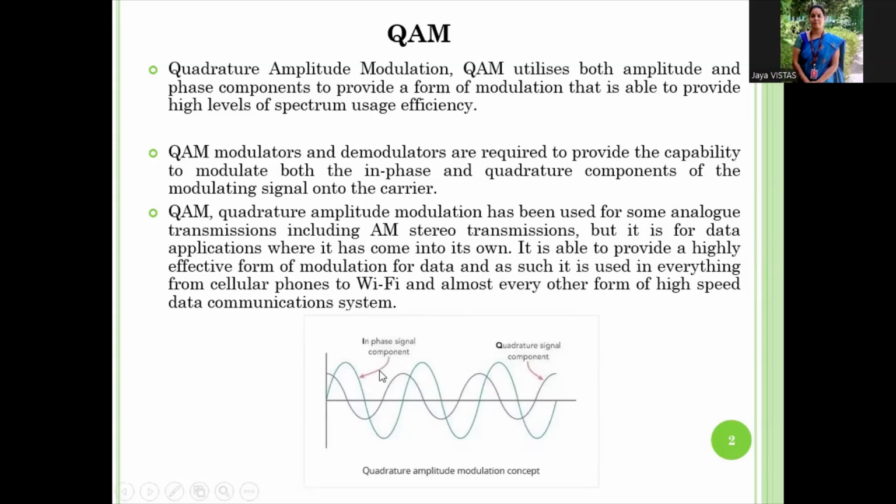Here you see the in-phase component and the quadrature phase signal. This waveform indicates the in-phase signal component, and this one is the quadrature signal component. So this is the quadrature amplitude modulation concept.